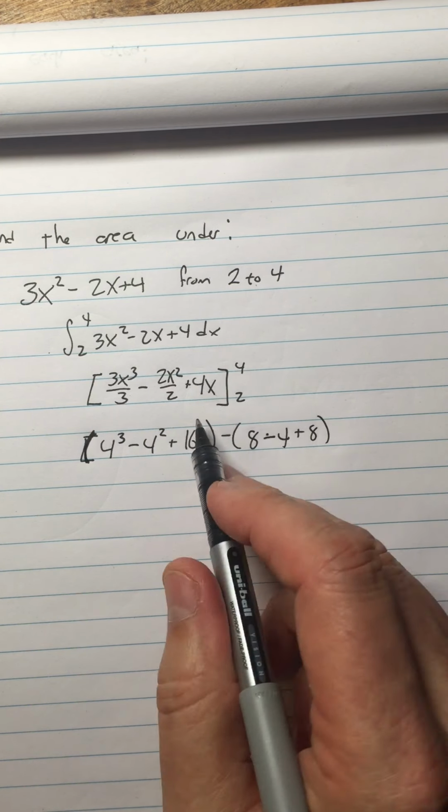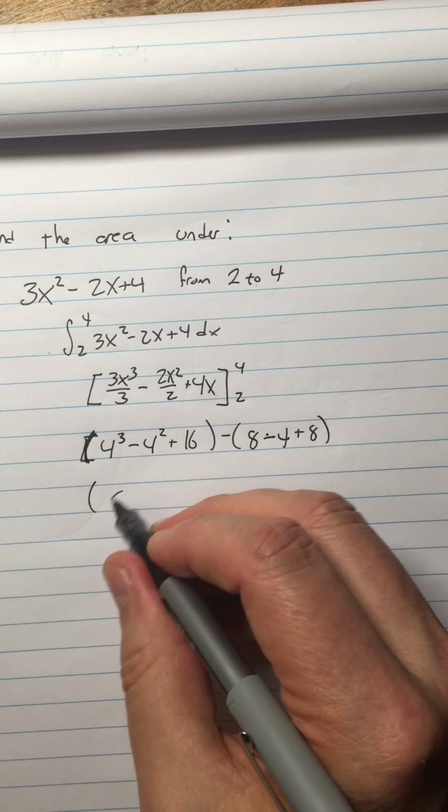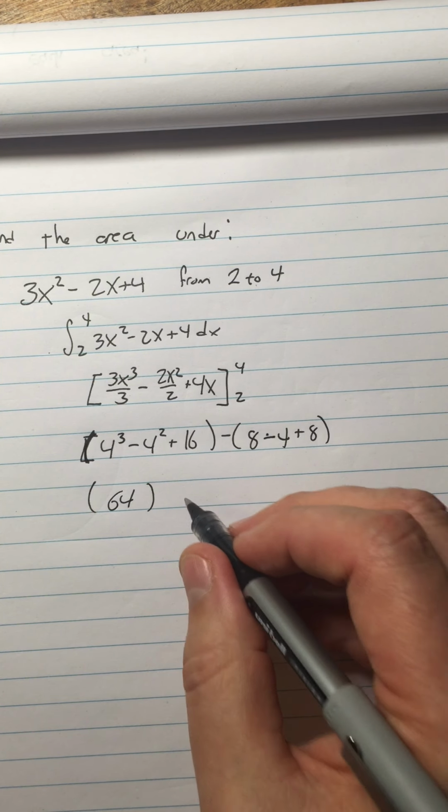I just plugged in the top number, plugged in the bottom number, simplified a little. The 16's cancel, so I just have 64 right there. I don't even need the parentheses, but I put them anyway.